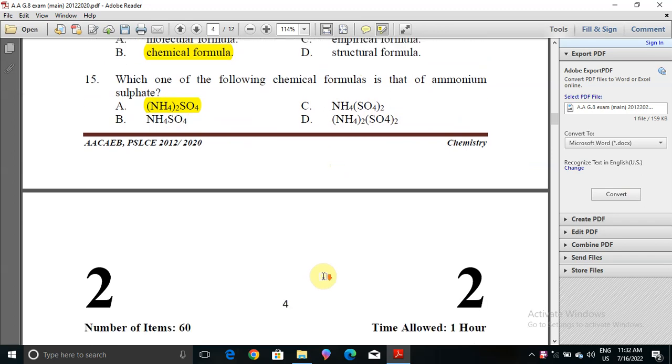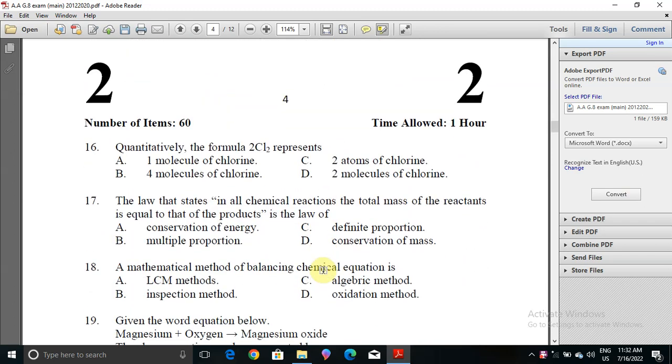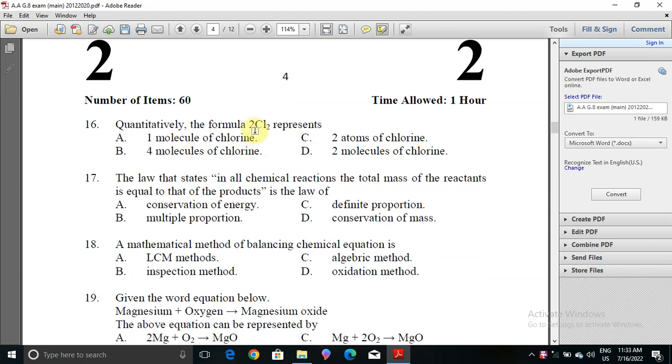Okay, now in question number 16, quantitatively, the formula 2 molecules of chloride represents what? 4 molecules of chlorine, 2 atoms of chlorine, or 2 molecules of chlorine? I already answered the question by telling its name, right? That is 2 molecules of chlorine. So the correct answer for question number 16 is choice D.